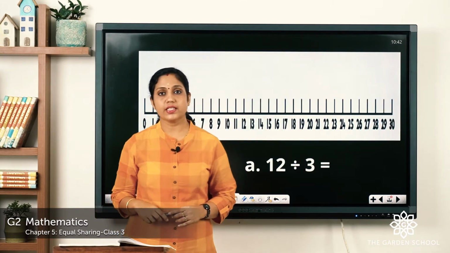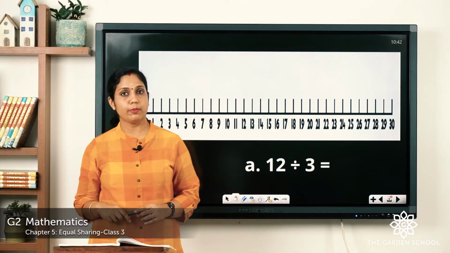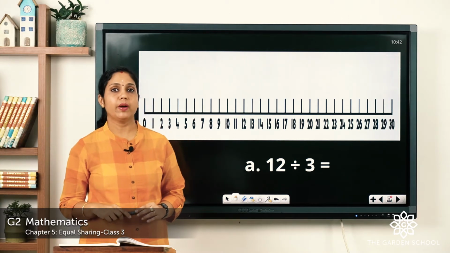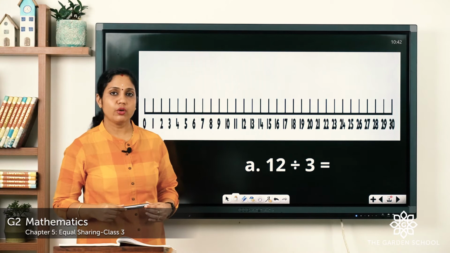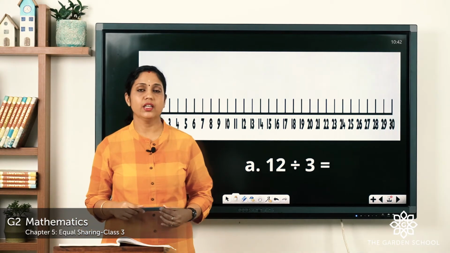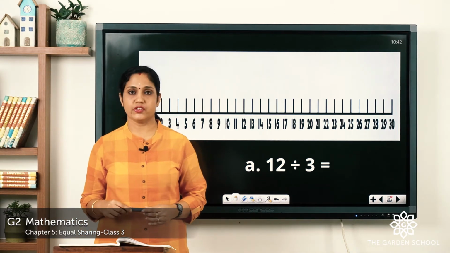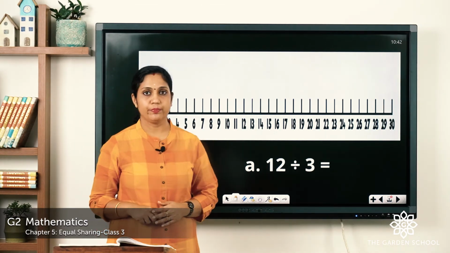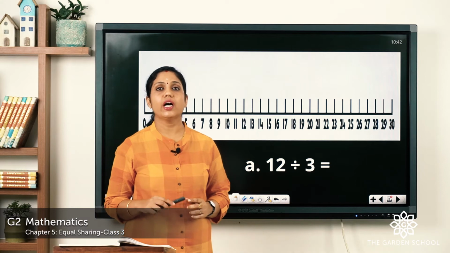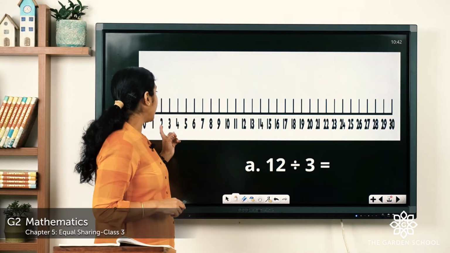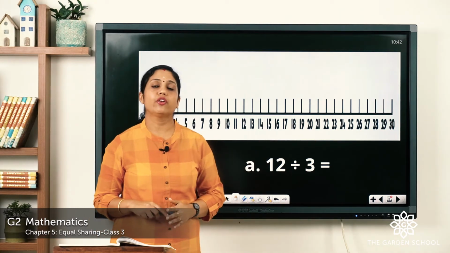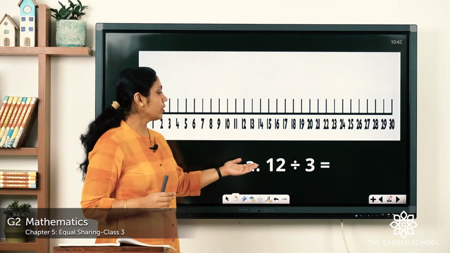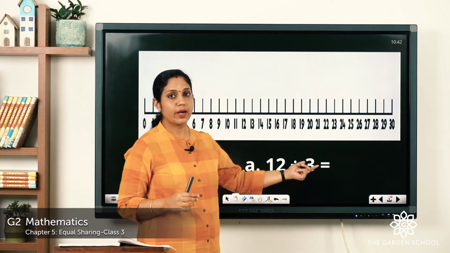Here in your text, there is a practice coach. Use number strip for division. So the first one is 12 divided by 3. You can take down your notebook, write the heading division using number strip, and write down the question 12 divided by 3. For that, first you have to draw a number line. Here is a number line from 0 to 30. You can draw a number line from 0 to 20. That will be enough because you have to calculate 12 divided by 3.